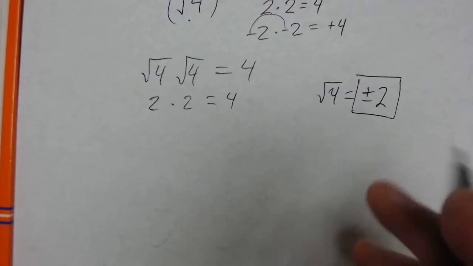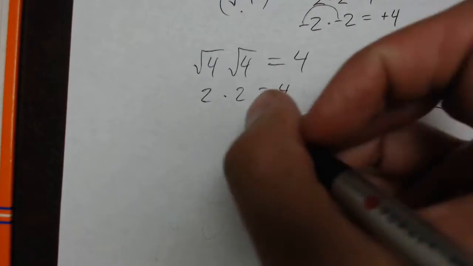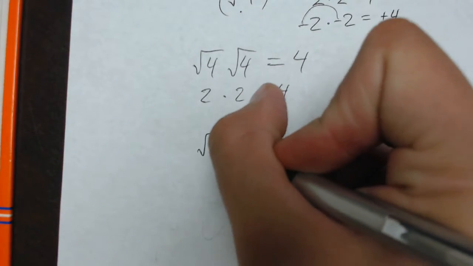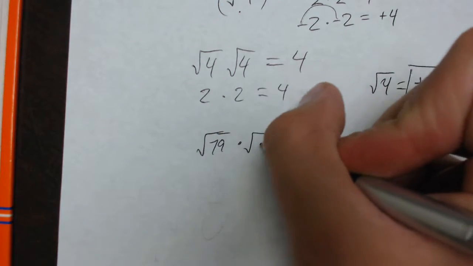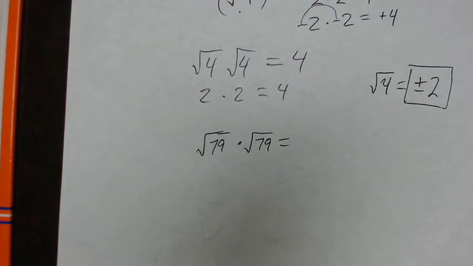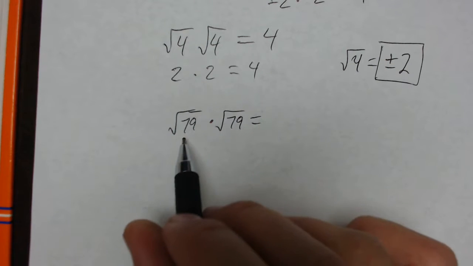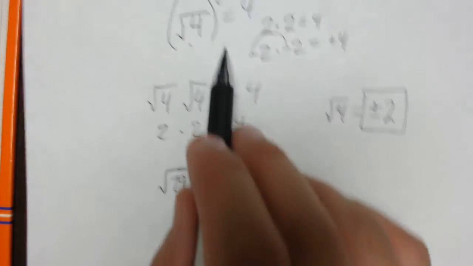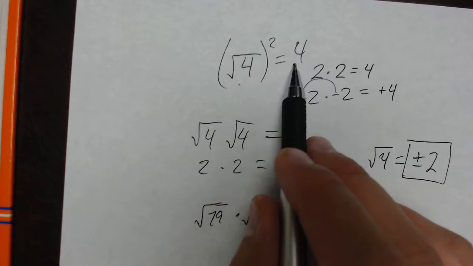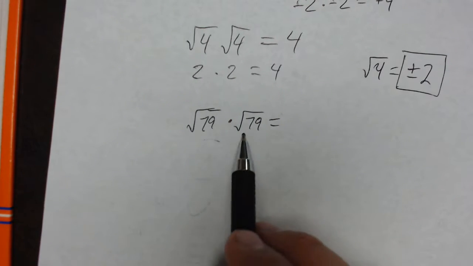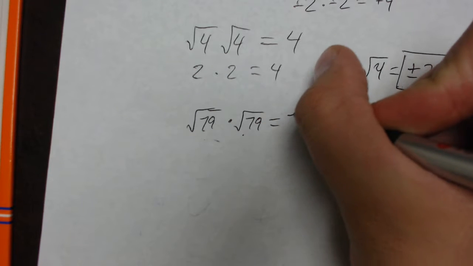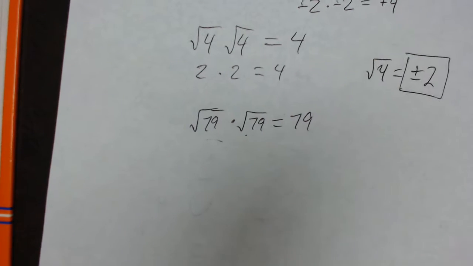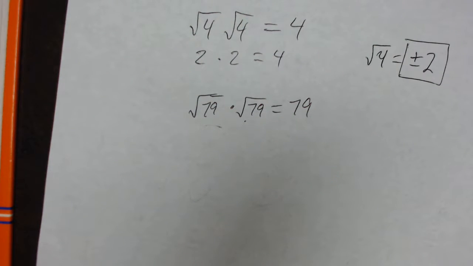And then a quick way to do square roots is just like this. If I have the square root of 79 times the square root of 79, what's the answer going to be? Well, I don't have to figure out what these are because it's the exact same square root. Any square root, like we said before, times itself is going to equal the number. So the square root of 79 times the square root of 79 equals 79. Now let's see where the book takes us.